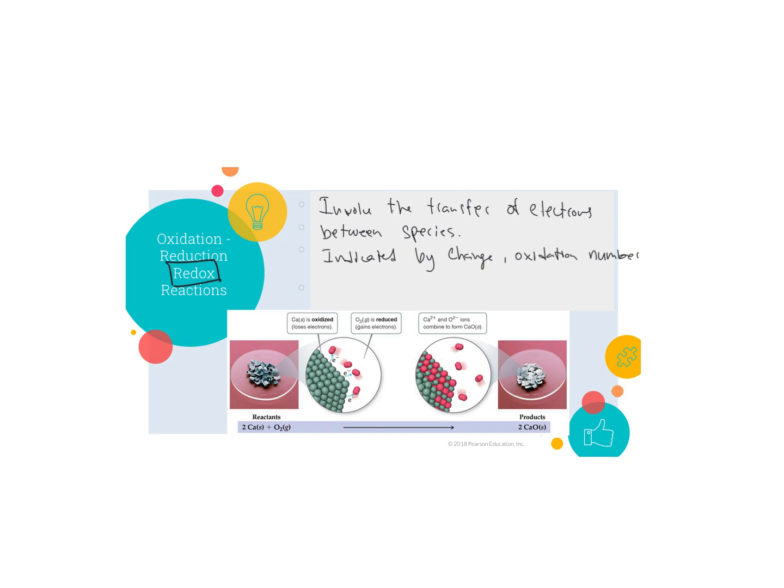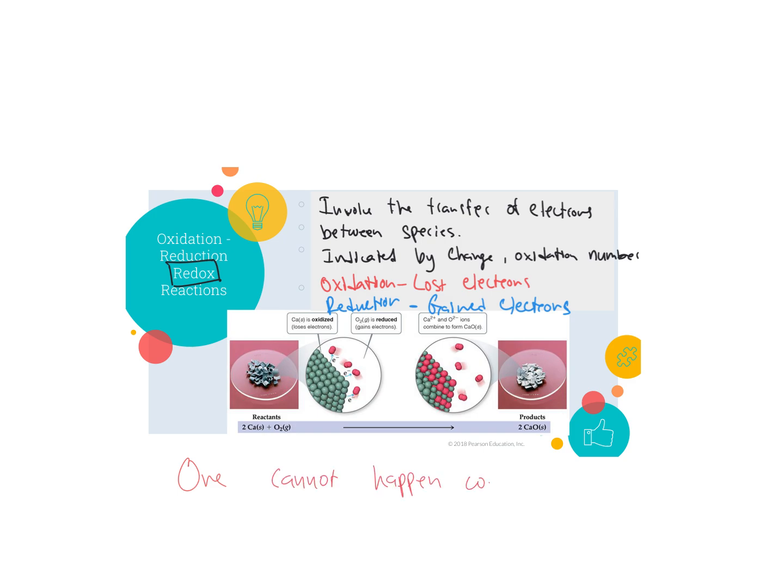The term oxidation means you lost electrons, or the species, whatever species you're interested in, lost electrons. The term reduction means that it gained electrons. I know it sounds backwards. I will explain why oxidation is called loss and reduction is gain of electrons. The most important thing to remember is that one cannot happen without the other.